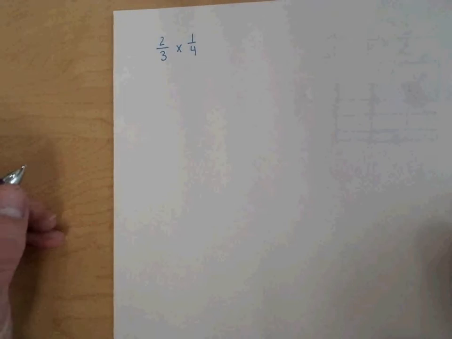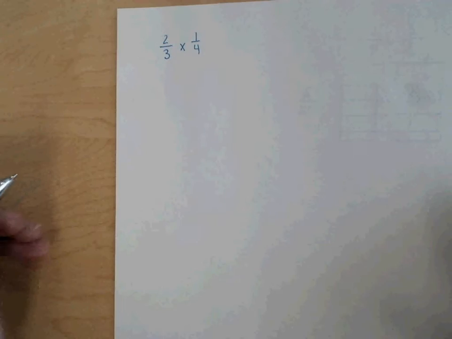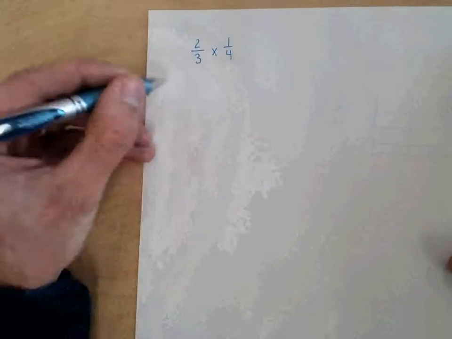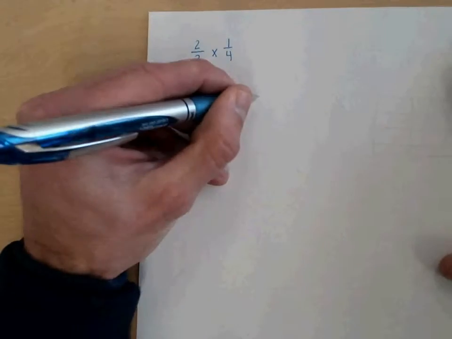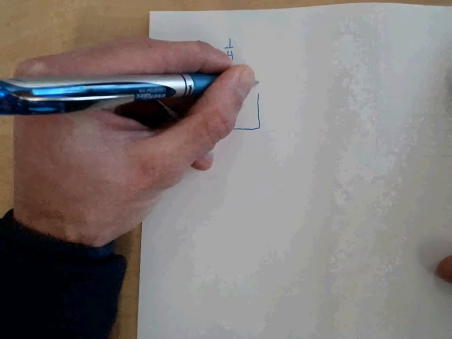Good afternoon. What we're going to do here real quick is show you how we're multiplying fractions. So what we're doing here is 2/3 times 1/4. We're going to show you how we do a little array here.